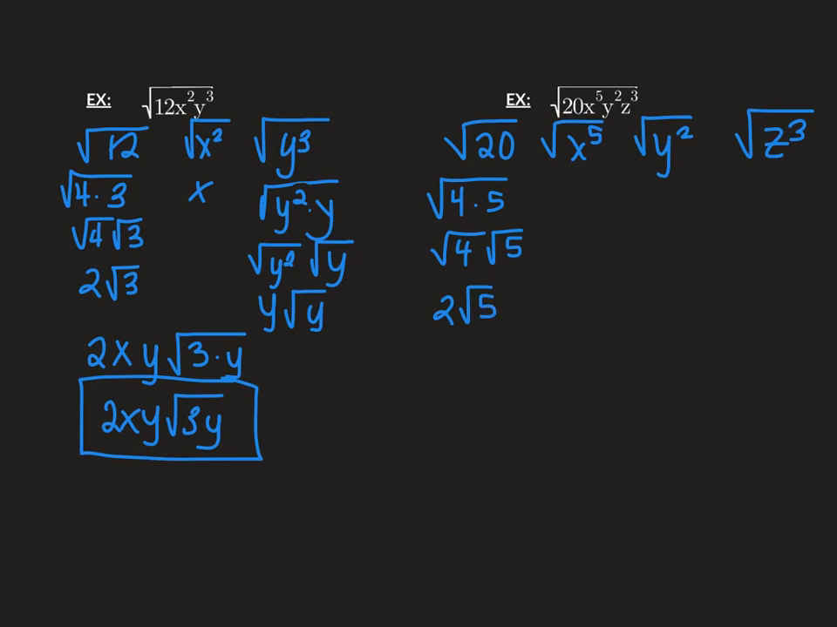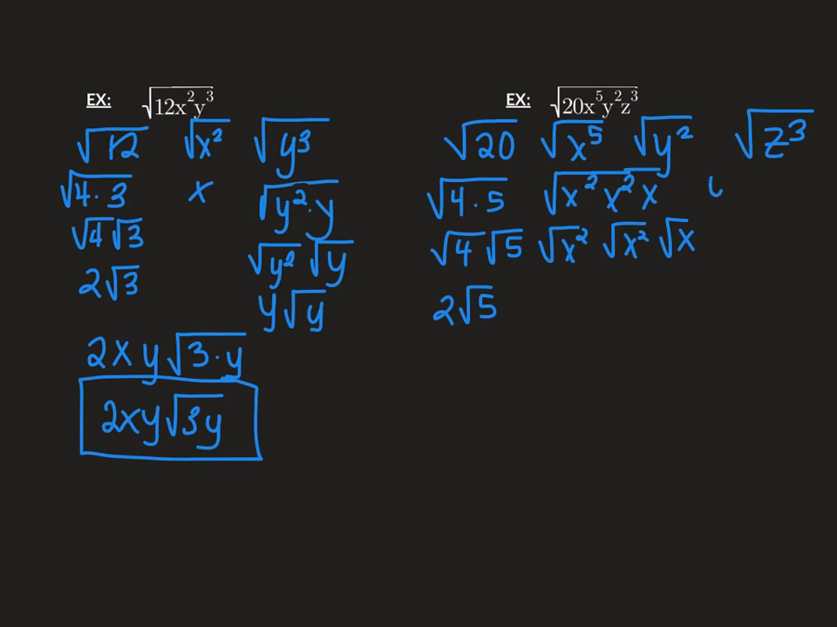Using x to the 5th. This one's a little bit messier, but I know x squared times x squared times x is the same thing as x to the 5th. Do you agree? I have 5 total x's there. So I have the square root of x squared and the square root of x squared and the square root of x.